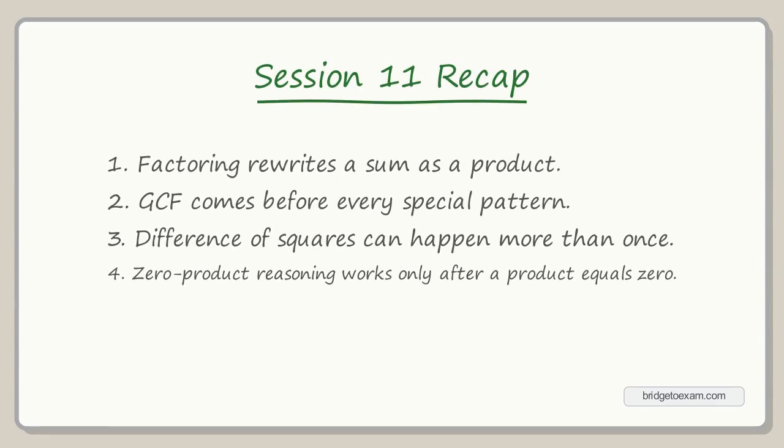Let's recap. Factoring rewrites a sum as a product. GCF comes before every special pattern. Difference of squares can happen more than once. Zero product reasoning works only after a product equals 0.